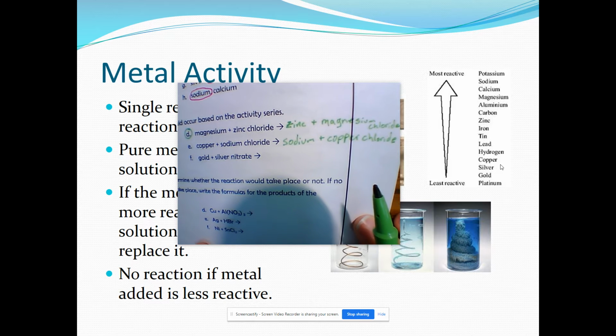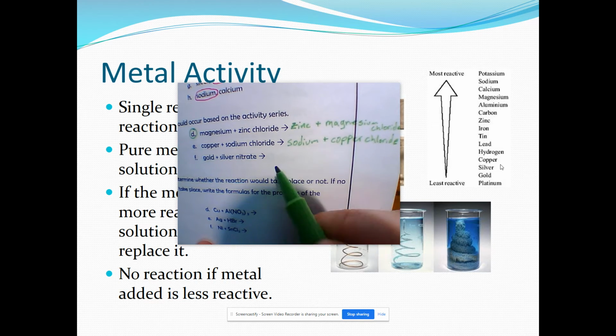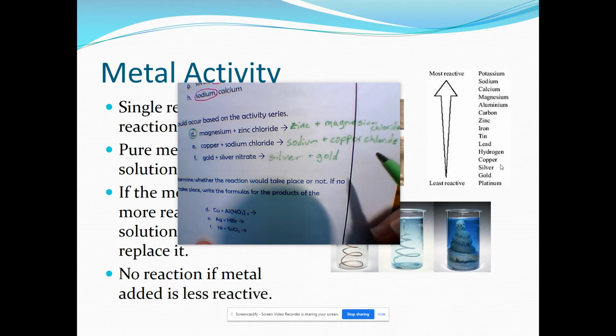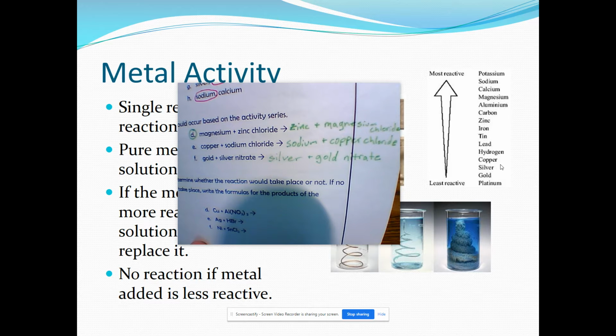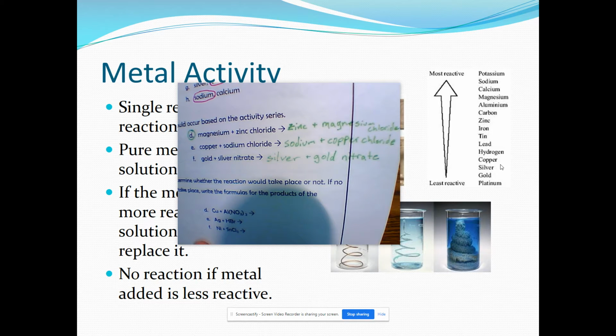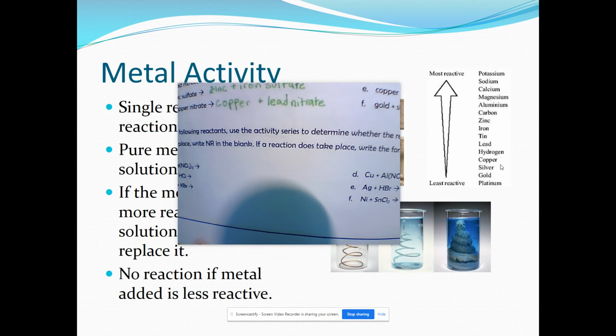And then the last one here, gold and silver nitrate. So again, we just switch partners. So silver and gold nitrate. And we see that gold is below silver. So no, this would not react. This equation would not occur. This reaction would not occur.